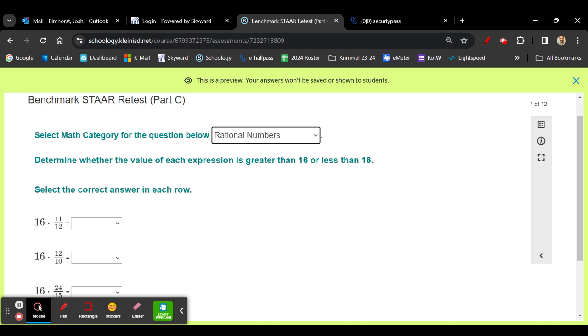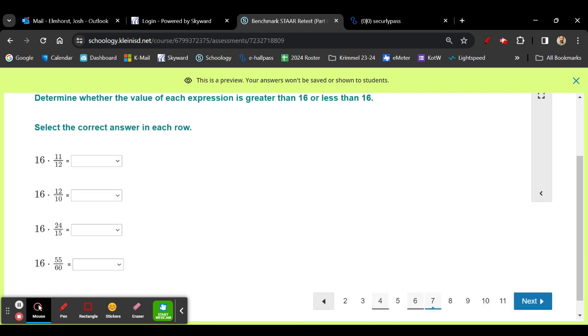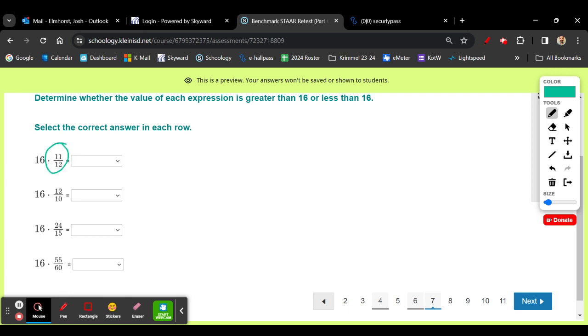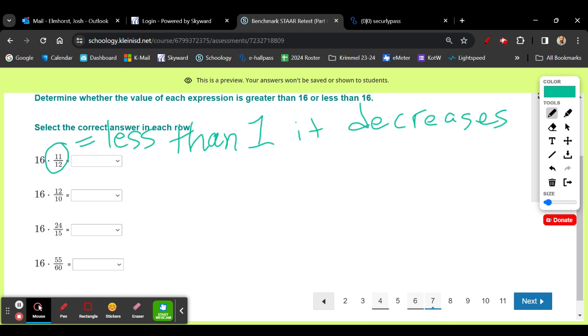This is multiplying fractions and whole numbers, so it's going to be rational numbers. And this one is checking to see, do we understand what happens with multiplication? So if we multiply 16 times 11 twelfths, because this number, 11 out of 12, is less than 1, it decreases the product. And when we have a fraction that is greater than 1, it is going to increase the original number. So 16 will get bigger from multiplication if multiplied by a number greater than 1, or 16 will get smaller because it's multiplied by a number that is less than 1.